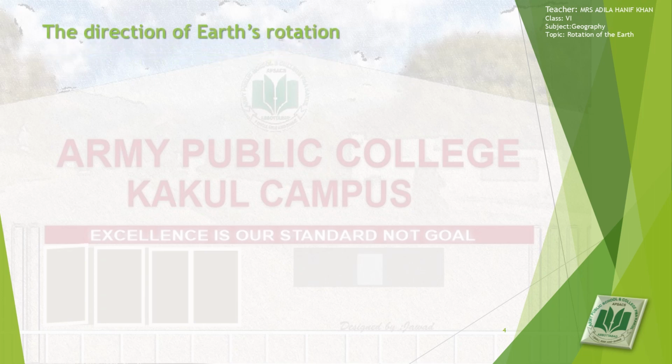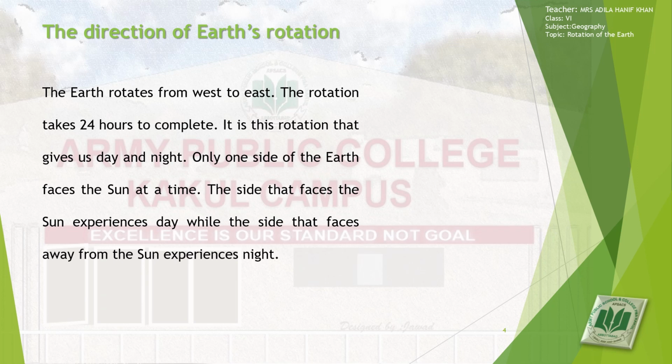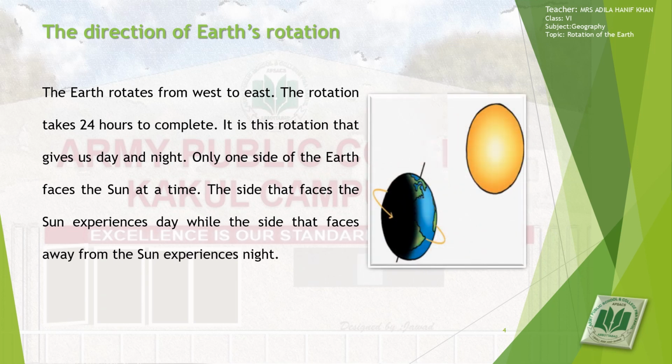The direction of Earth's rotation. Students, the Earth rotates from west to east. The rotation takes 24 hours to complete. It is this rotation that gives us day and night. Only one side of the Earth faces the sun at a time. The side that faces the sun experiences day, while the side that faces away from the sun experiences night.